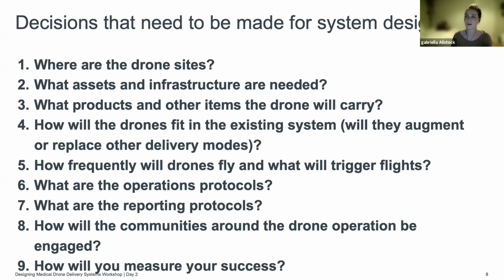We've really focused a lot on understanding how big of a process that is around prioritizing which products go to which places and what stakeholders are needed to be involved in order to have that prioritization exercise. We also talked about how the drones will fit into the existing system. How will they augment or replace other delivery modes? And how frequently will those drones augment or replace those other delivery modes? What triggers those flights to happen? What actually happens on that day that a drone is happening?